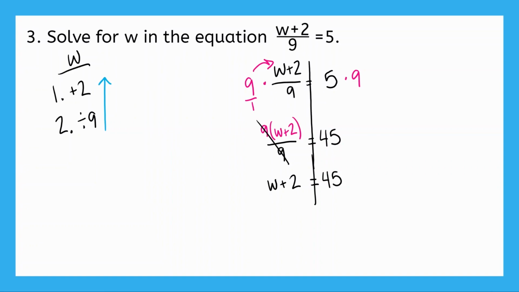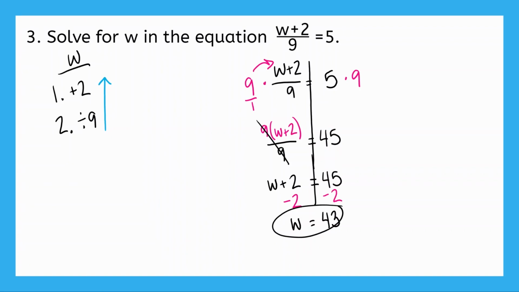Now I have to get rid of plus 2 by doing minus 2 on both sides. These will cancel and make 0, leaving me with just w on this side. On the other side, 45 minus 2 makes 43. So the solution to this equation is w equals 43, which is definitely very different from the solution to the last example problem. Cool. I'm going to hand you back over to Justin to finish up with this lesson.